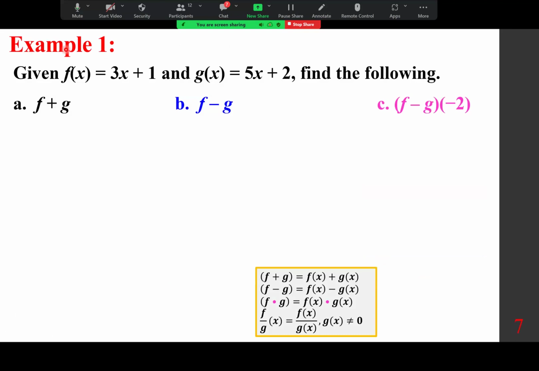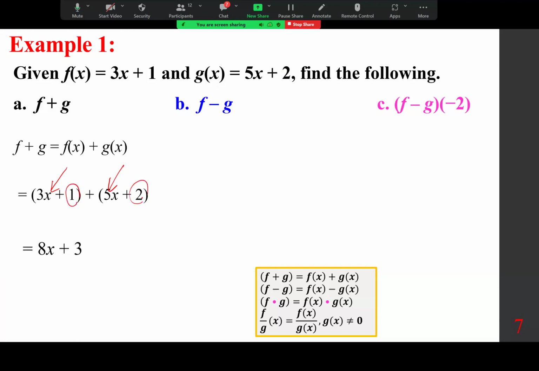Let's start with some examples. Example 1, given f of x equals 3x plus 1 and g of x is 5x plus 2, find the following. Let's start with f plus g, which simply put means f of x plus g of x. Let's write both functions. We combine these two into 8x and these two into 3. So the final answer is 8x plus 3.